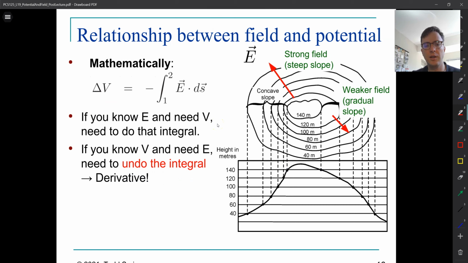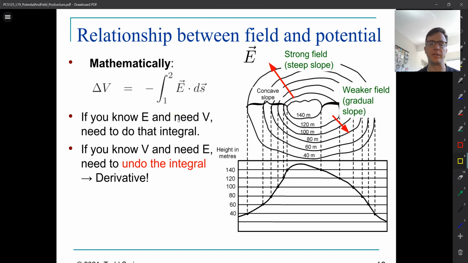Mathematically, how do you calculate it? Got to go back to this formula here. Delta V is equal to some kind of integral. So what if I know V and I want to know E? V is related to E by an integral. You need to undo the integral. So the opposite of the integral is a derivative, right? So the E is going to be the derivative of V in some sense.